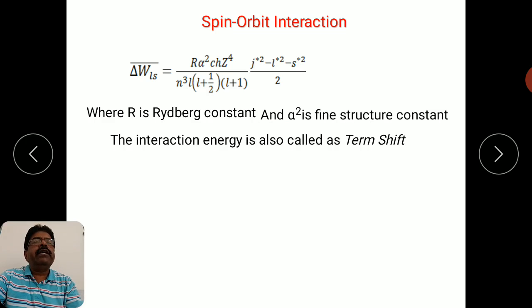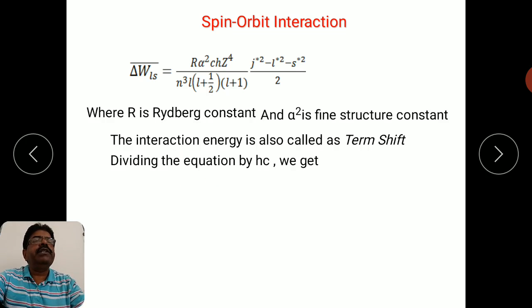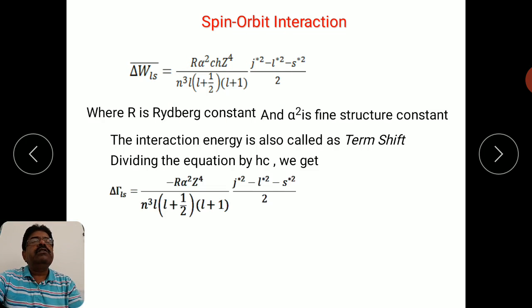This interaction energy is sometimes also called the term shift. In terms of spectroscopy, it is called a term shift. The term shift value is nothing but the change in kinetic energy of the system, that means the interaction energy. Dividing this equation by hc, what we get is this value, delta gamma LS. The term shift can be defined in this manner.